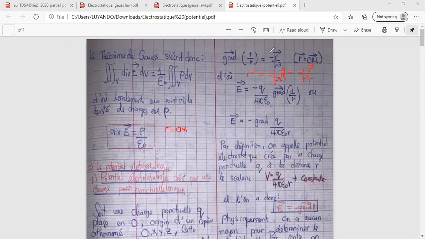Which is what gave us this. We know that our r is equal to OM, because r is the distance from O to the point M, from one point charge to the other. It's okay for us to also state that our vector r is going to be equal to OM.